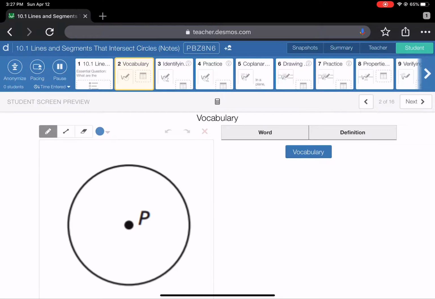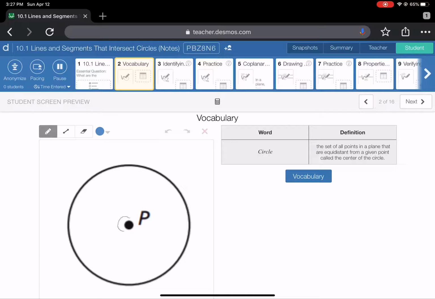All right, so the first thing we're going to do is talk about some of the key vocabulary terms in this entire chapter. This chapter is Chapter 10, and it is titled Circles. So, of course, the first thing we got is a circle. A circle is the set of all points in a plane that are equidistant from a given point called the center of the circle.